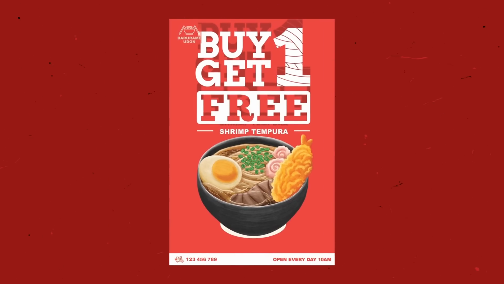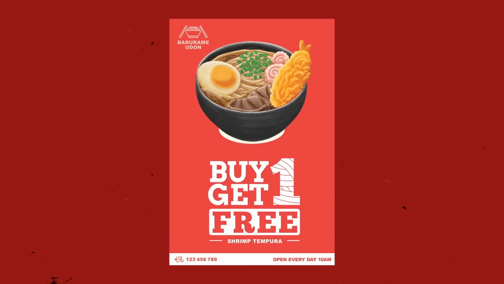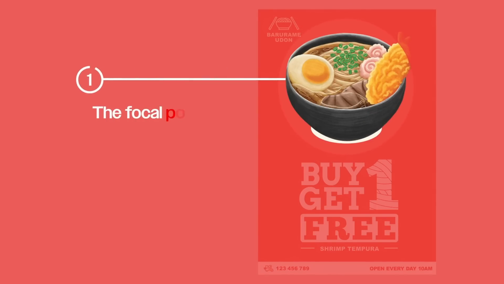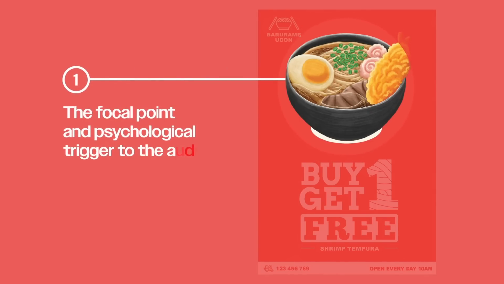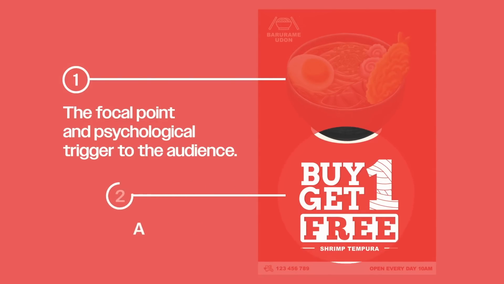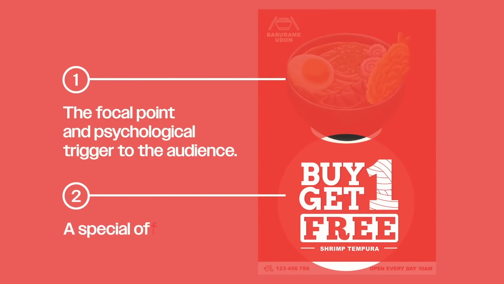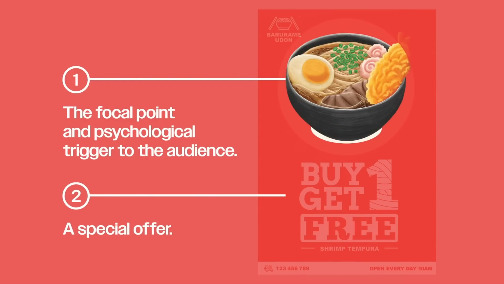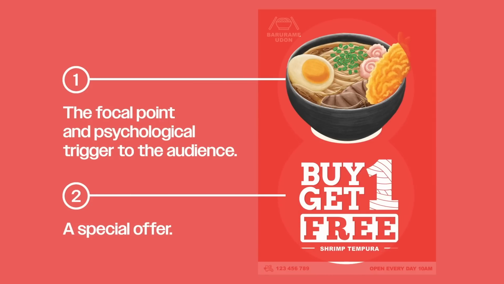And I'm actually going to flip the layout so the bowl of ramen is at the very top and the offer is below. And I actually did this for two reasons. Firstly, the ramen itself will be a good focal point and psychological trigger to the audience. It's kind of like bait, if you will, a lovely delicious bowl of noodles. Viewers will start their journey at the top and then move down to the information of the offer. So they see the thing they want and then they see there's an actual offer on it. It's a quick two-step psychological process.